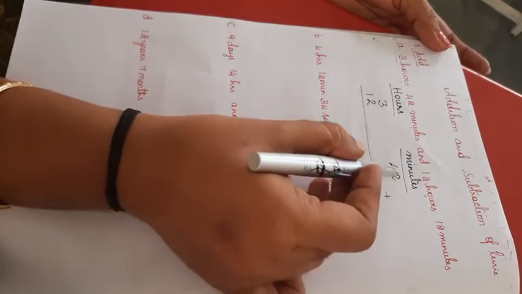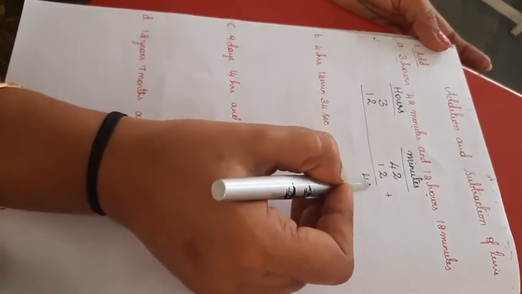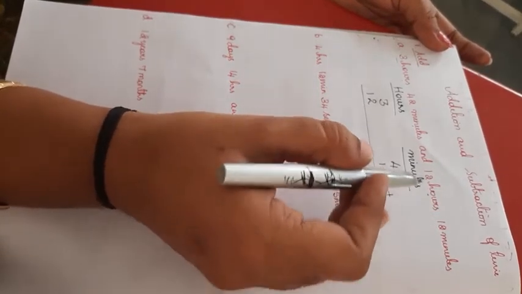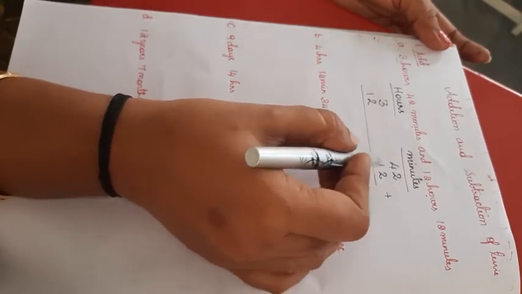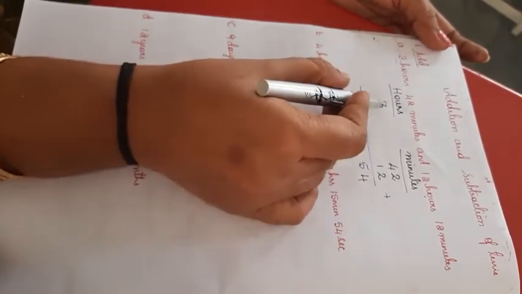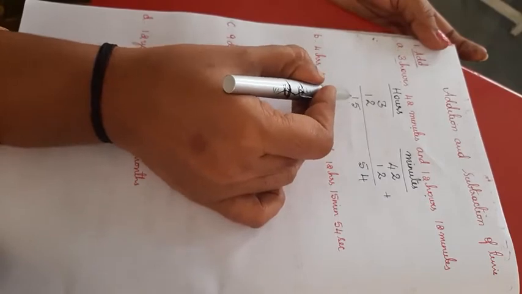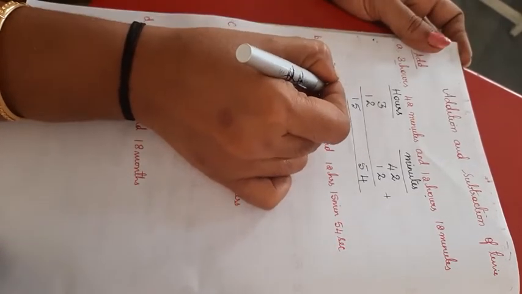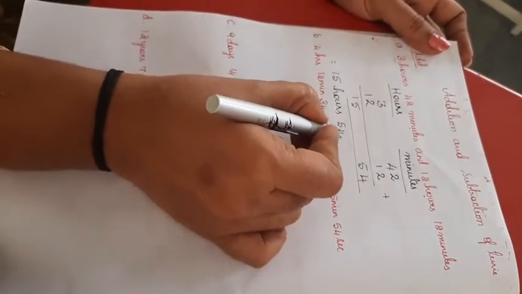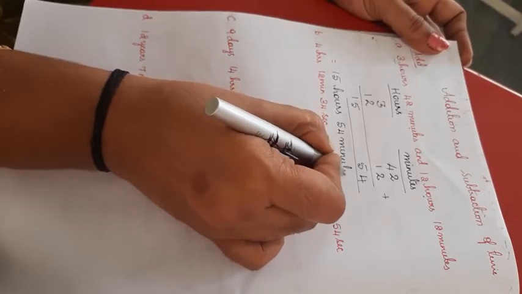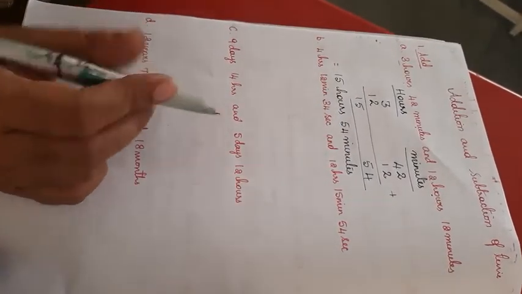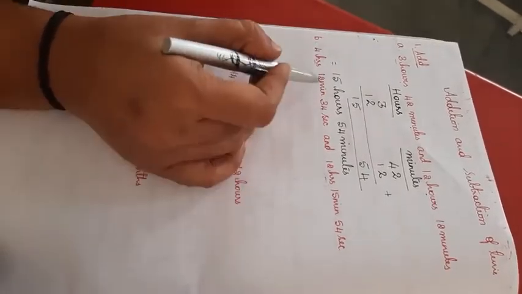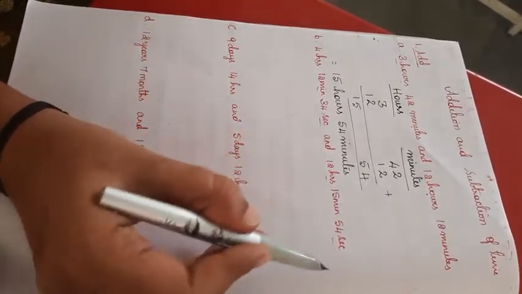Now add this. 2 plus 2, 4. We start with the ones place, here also you should start with the ones place. 4 plus 1, 5. 3 plus 2, 5. 1. So what is the answer? 15 hours, then 54 minutes. Clear?